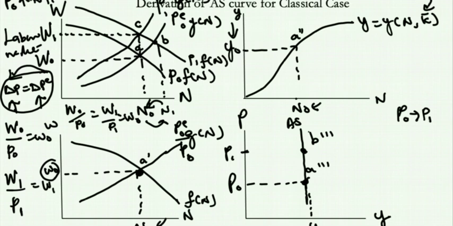Now we are done with the classical case. We want to move to another, more realistic case. This case is what we call imperfect foresight.